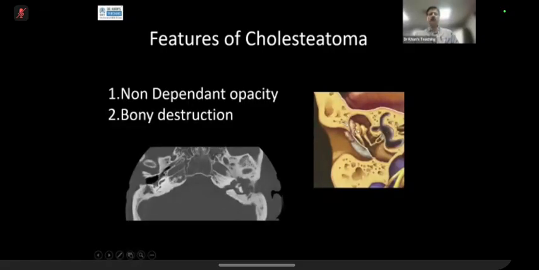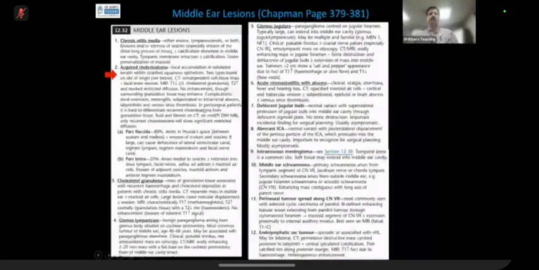destroy the structures. Key findings on a CT scan are two. One is non-dependent opacity with bony destruction. Where and how the bony destruction will be, we will see. But how good are we on a CT scan to diagnose cholesteatoma? Our sensitivity and specificity is not very good, which is obvious. But these are the two key points which we remember. And this is the concept: focal accumulation of exfoliated keratin within stratified squamous epithelium.